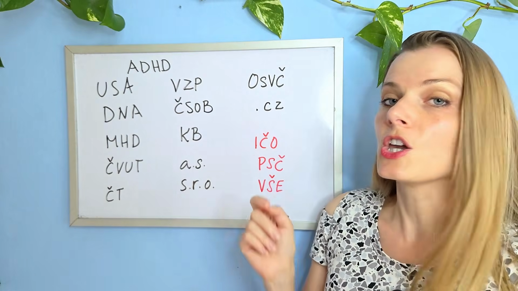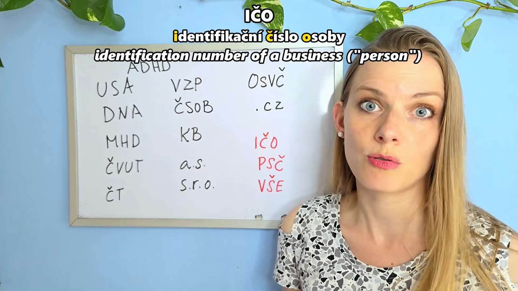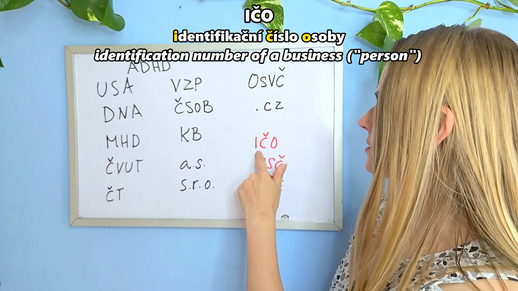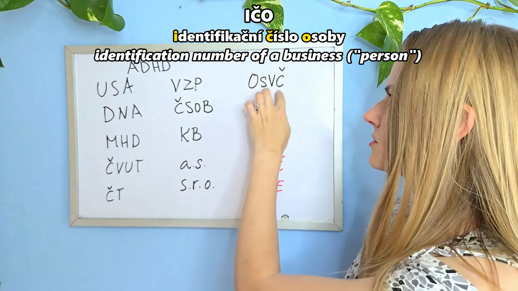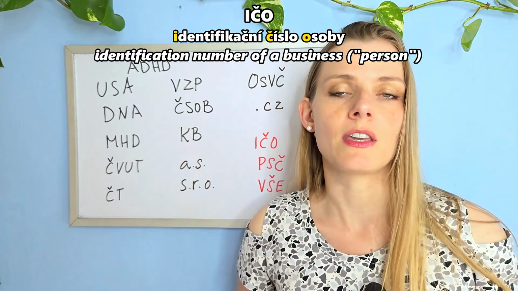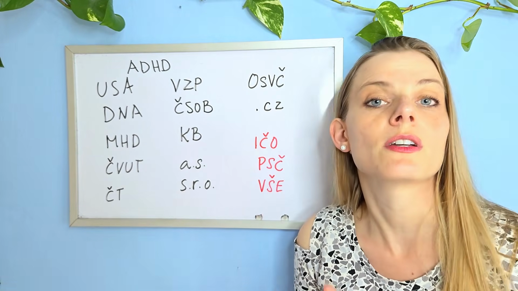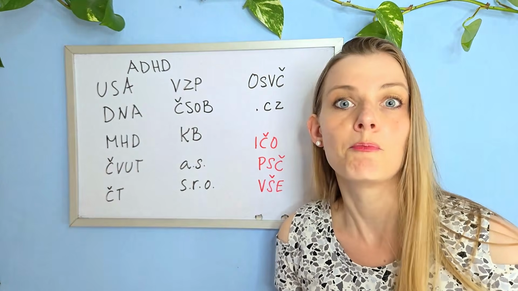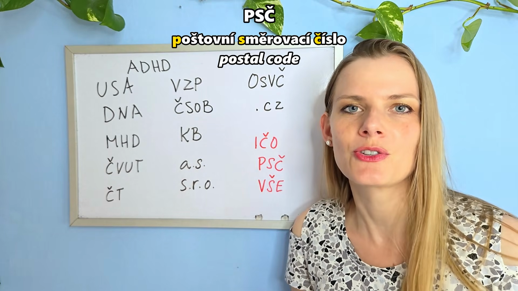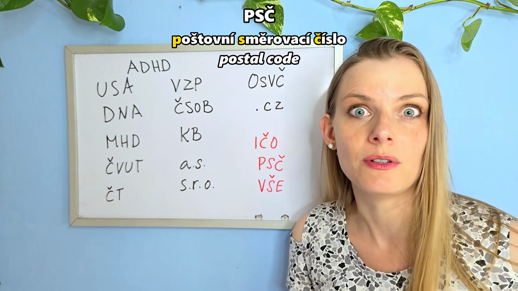So this would be IČO. It stands for identifikační číslo osoby, identification number of a business. This is a special number that you get when you're self-employed. You get this IČO. Everybody calls it IČO. Nobody will say I-Č-O. This could be read as P-S-Č, but also it's a little too formal. Everybody will say PSČ. We read the sounds isolated. PSČ. Poštovní směrovací číslo. Postal code.